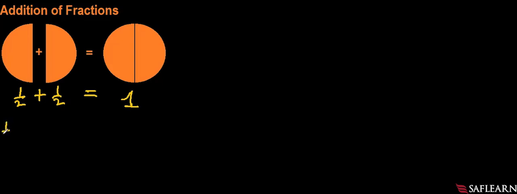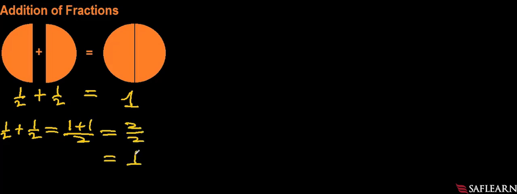Half plus half is 1 plus 1 over 2, and this is 2 over 2, and 2 over 2 is equal to 1. Any number divided by itself is equal to 1. Now, take a look at this.